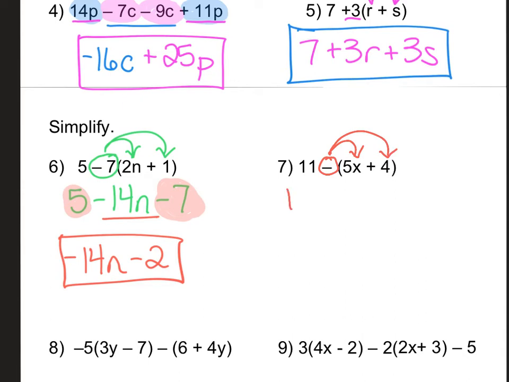So I'm going to bring down what I know, 11. Negative 1 times 5x is negative 5x. Negative 1 times 4 is negative 4. Again, I do have some things that I can combine. I can combine this 11 with this negative 4. What do I want to write first, according to our rules? According to our rules, we want to write anything that has a variable first. So I am going to bring down my negative 5x and then do 11 minus 4 and get plus 7.